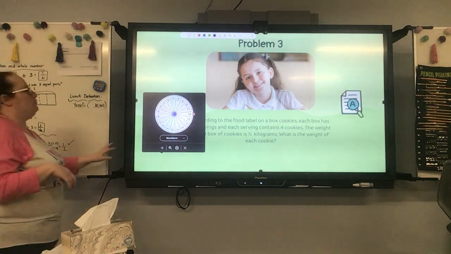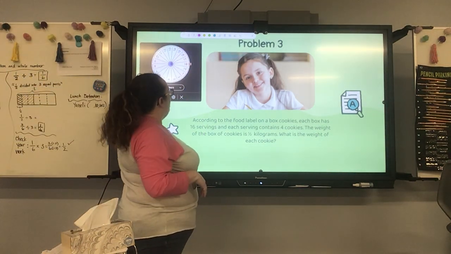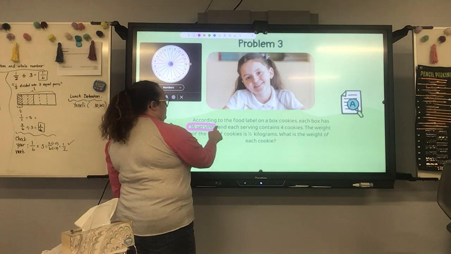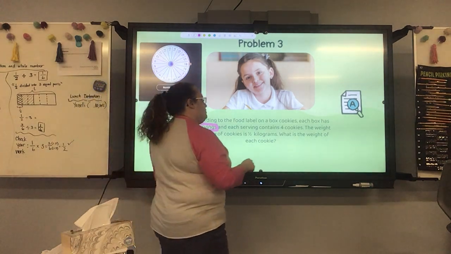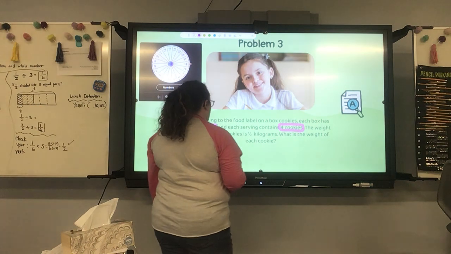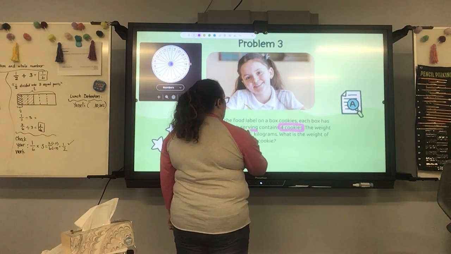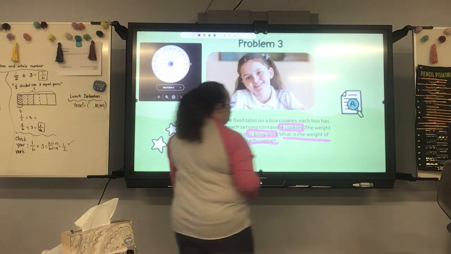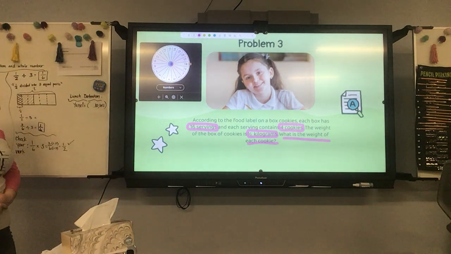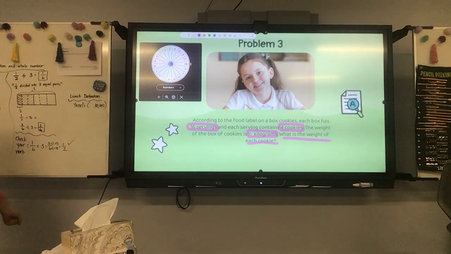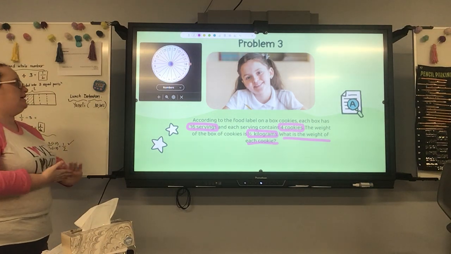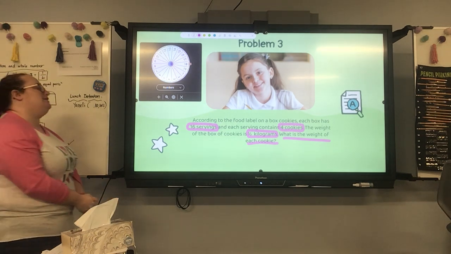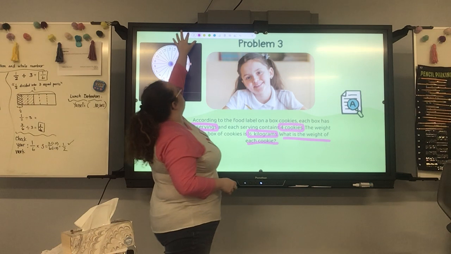Okay, problem 3 says, according to the food label on a box of cookies, each box has 16 servings, and each serving contains 4 cookies. The weight of the box of cookies is half of a kilogram. What is the weight of each cookie? So I know that each box has 16 servings and each serving contains 4 cookies. The weight of the box of cookies is half a kilogram. What is the weight of each cookie?